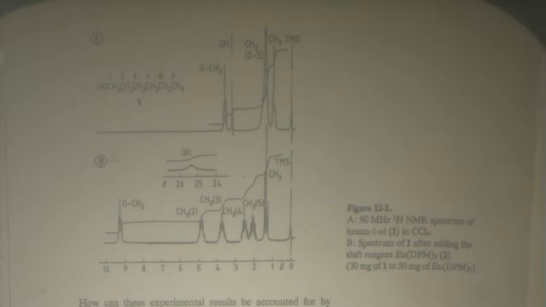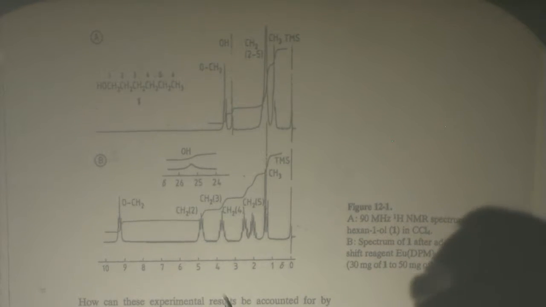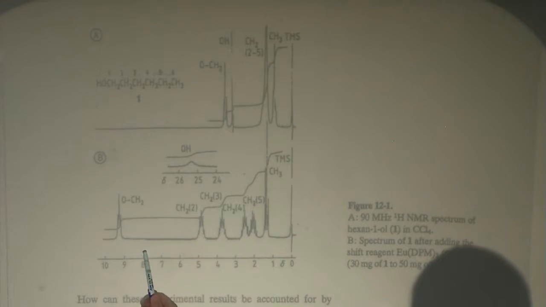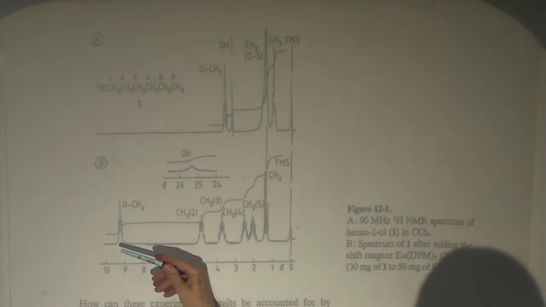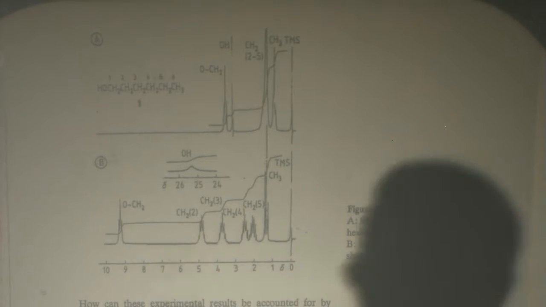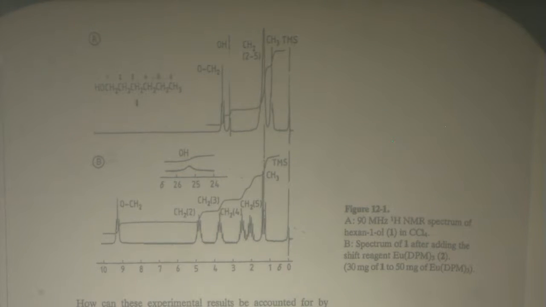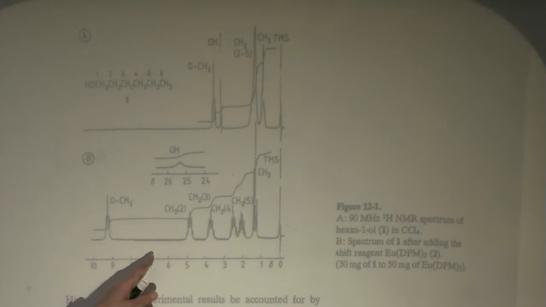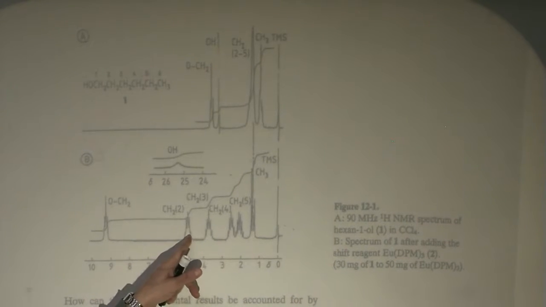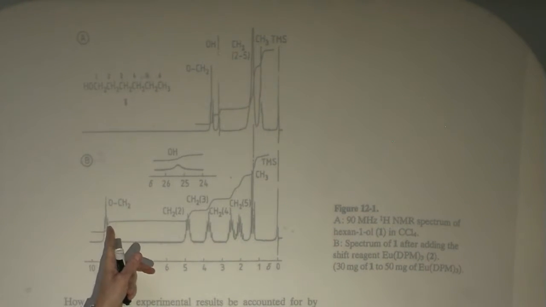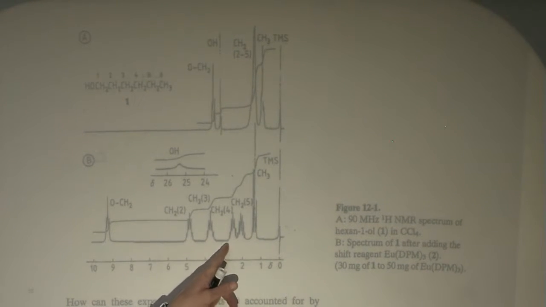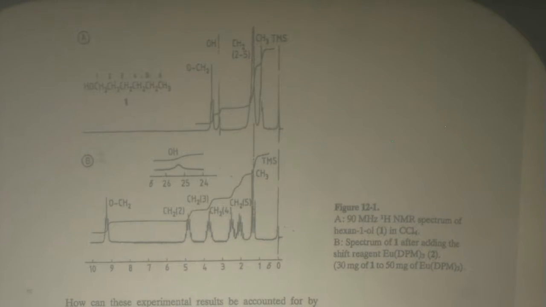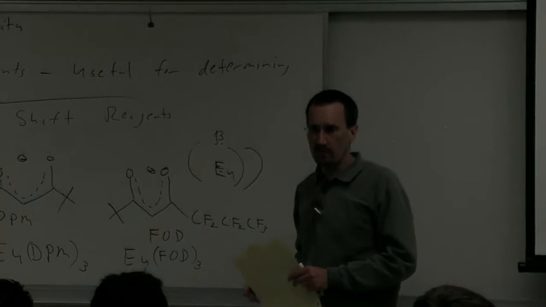So they add a little bit of Eu(dpm)3, and look at what happens to your spectrum. You end up binding the shift reagent. It's reversible, so you don't even need a full equivalent of shift reagent. It goes on and off rapidly on the NMR timescale. It binds to the oxygen, and then your methylenes shift down, your alpha methylene shifts down, and your beta shifts less far down, and your gamma and your delta and your epsilon and your methyl.